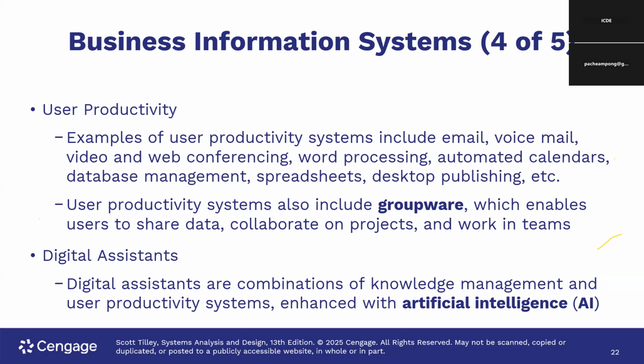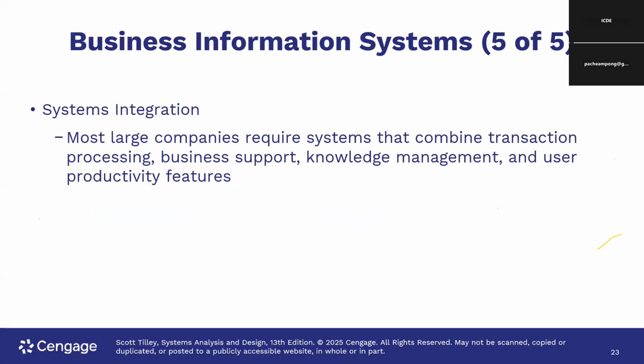Yeah. We also have digital assistants, and they are the combination of knowledge management and user productivity systems enhanced with what? AI, like your Siri and then Alexa and all of that. Okay, all right. Then system integration. Most large companies require systems that combine transaction processing, business support, knowledge management, and user productivity features. Okay.